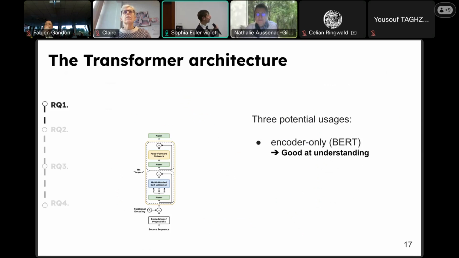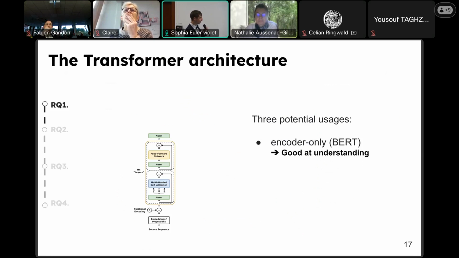The transformer is an architecture that you can use in different ways to obtain pre-trained language models that can be adapted to solve different NLP tasks. So you can use only the encoder models.